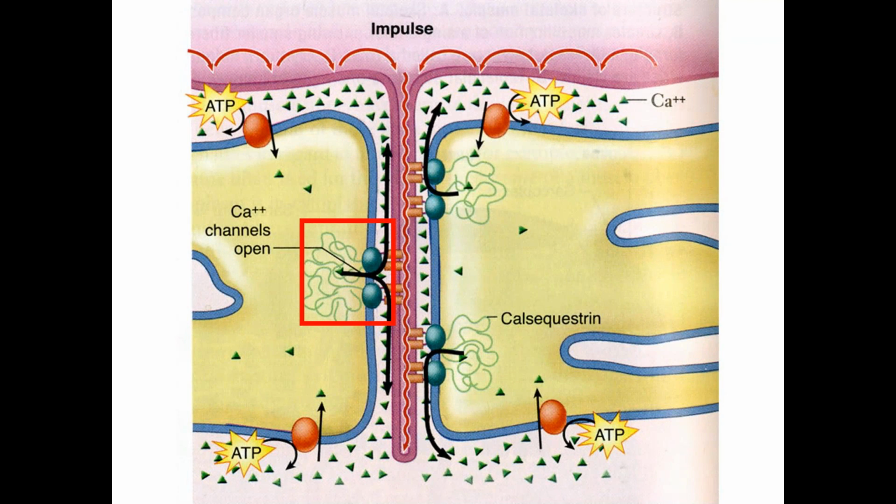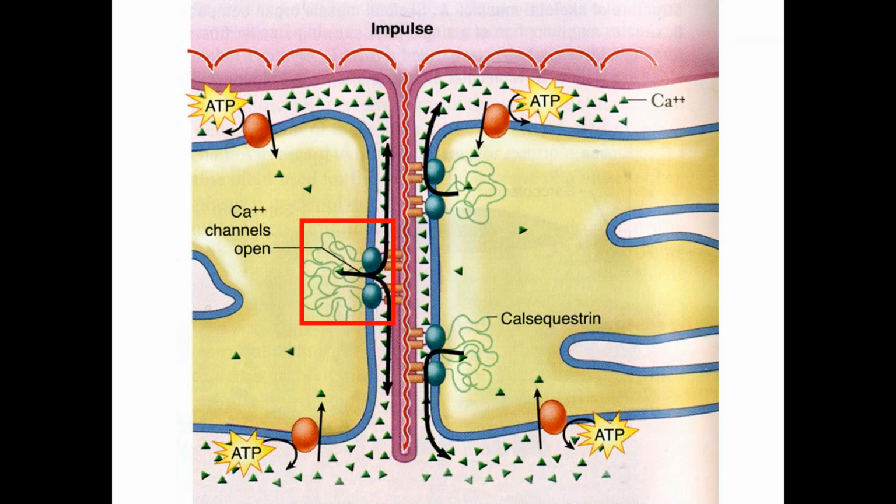Now, as the action potential travels down the sarcolemma, it propagates from one end to the other. It's eventually going to encounter a T-tubule. Okay? And as it travels down the T-tubule, it opens these voltage-gated channels. This is what we're using this electrical energy to do, to open these channels. When these channels are open, all of the calcium comes flooding out.